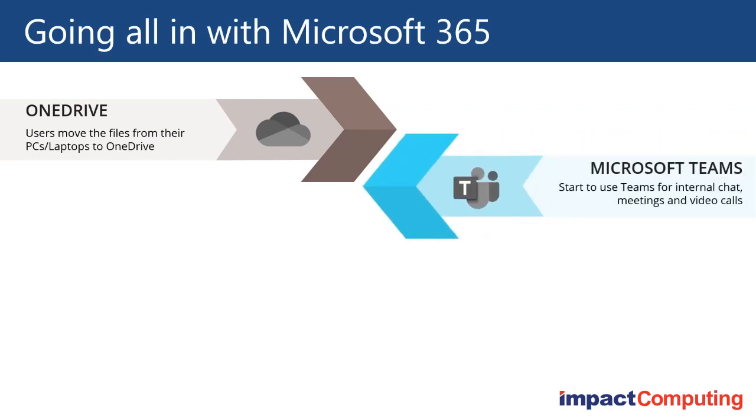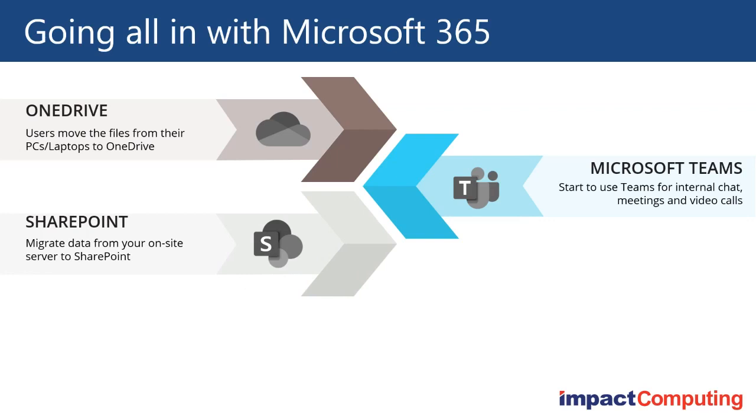Start to use Microsoft Teams for your staff to communicate and collaborate regardless of where they're working from. So initially, you can just use it internally, even if it's just to start by using the chat facility. It'll put an end to email ping pong between staff when they're looking for quick answers to their questions and queries. And next, look to move your company data from your office servers to SharePoint.